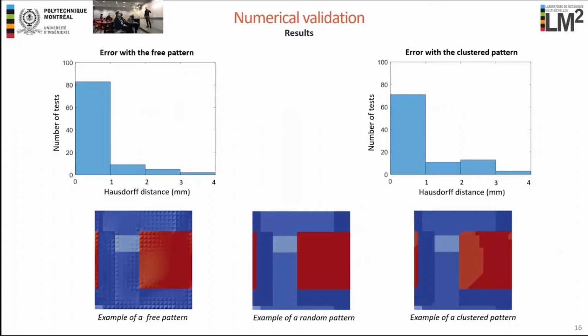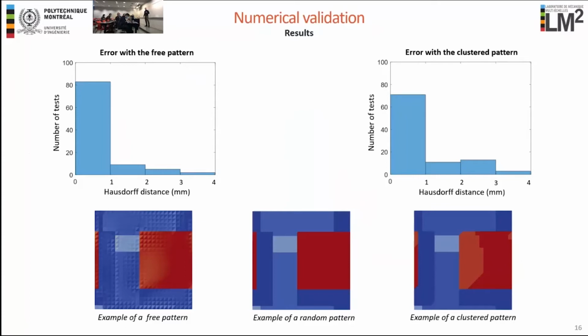So first of all, let's look to the left and consider the free pattern, the error with the free pattern. What we can conclude here is that the error lies in the range of 4 millimeters, which we consider a very satisfying result, given that the plates were 1 meter by 1 meter. And also, for more than 80% of cases, the error is lower than 1 millimeter.